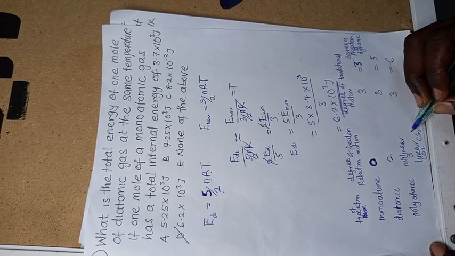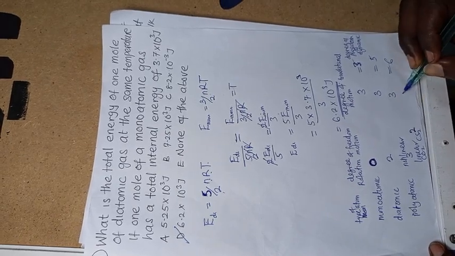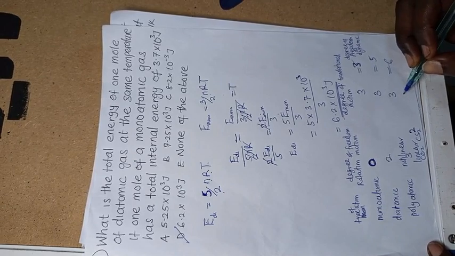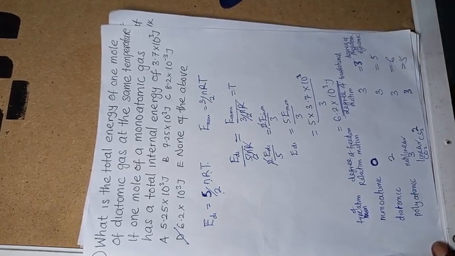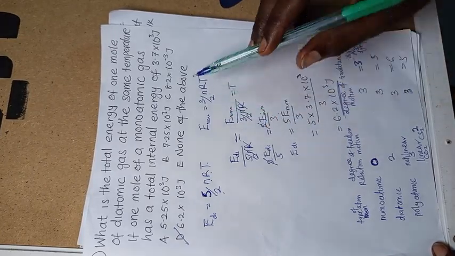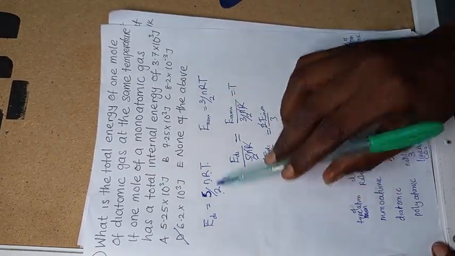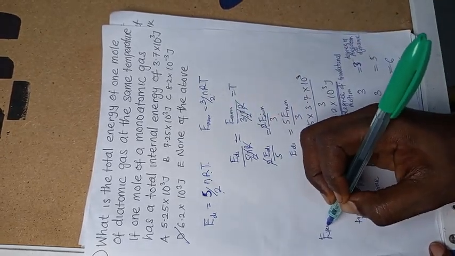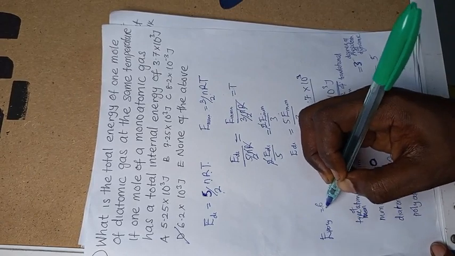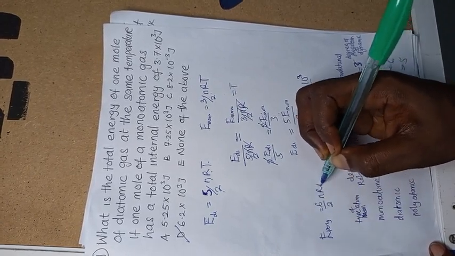But when you talk about linear, for example CO2 or CS2, carbon disulfide, it has a degree of rotation of 2 and a degree of translational motion of 3, just like diatomic gas, so they are 5. Please take note of that. I've solved for mono and given you the formula for mono and dia. What about poly? Polyatomic will now be 6/2 nRT. So that is just that.